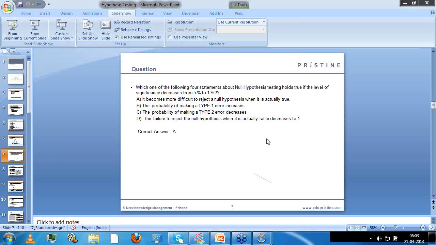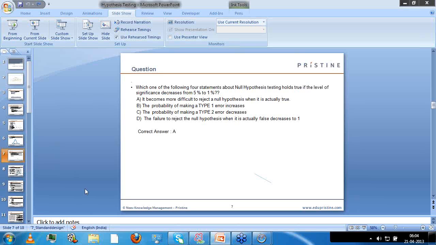So we are decreasing the level of significance. As I have already discussed, if we decrease our level of significance, the region in which we can reject the null hypothesis will shrink down. So if you are decreasing from 5% to 1%, the region in which our null hypothesis can be rejected will decrease from 5% to 1%. Hence, by going through the options, we can see that option A is the correct answer.